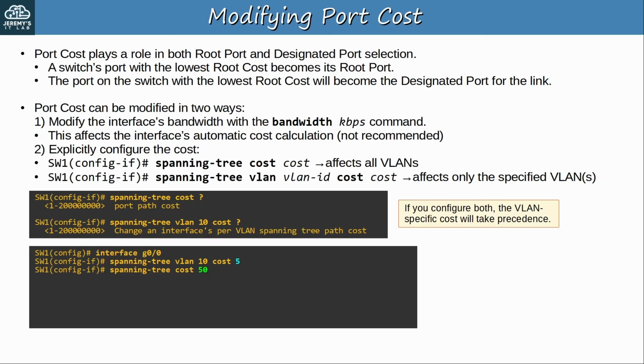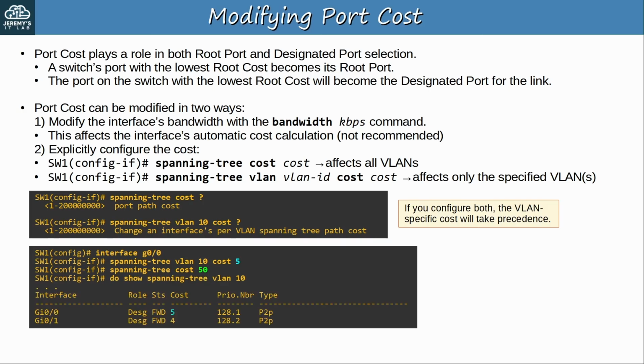To demonstrate, I configured both commands on switch 1 G0/0: spanning-tree vlan 10 cost 5, and spanning-tree cost 50. Which do you think took precedence? The more specific command did. As shown here, G0/0's cost is 5. The result will be the same in other similar cases, not just for STP cost. A more specific configuration usually takes precedence over a less specific configuration.